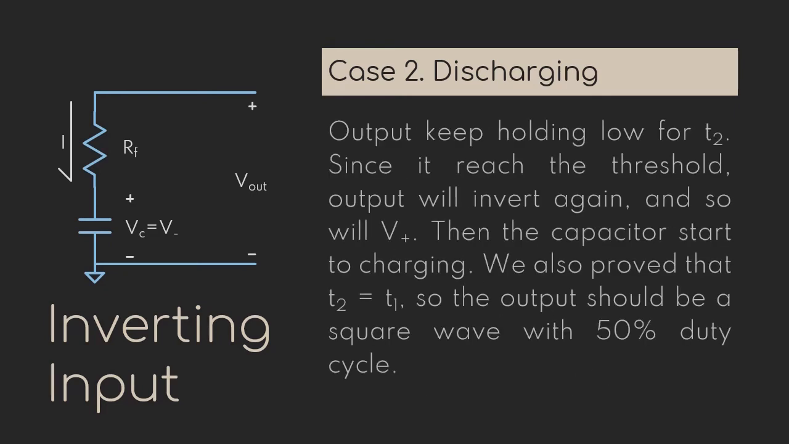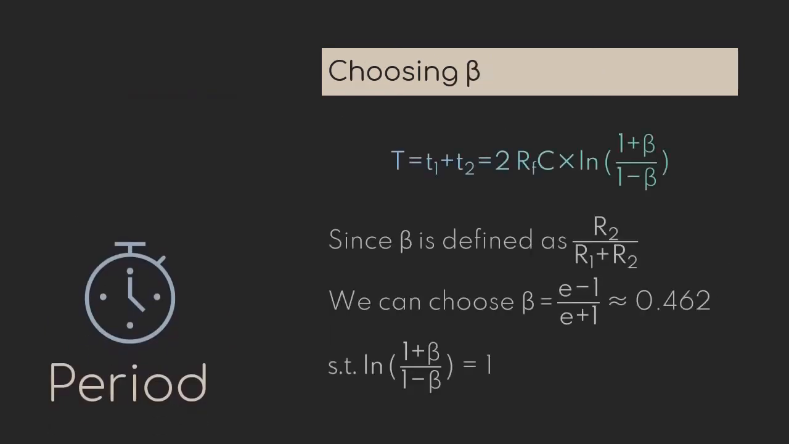According to the calculations, we can obtain the amount of time that the capacitor is charging, as well as the time it is discharging. This is why the duty cycle of this circuit system is 50%. Our period T is equal to the sum of t1 and t2, which is 2 times R times C times natural log of (1 plus beta) over (1 minus beta).